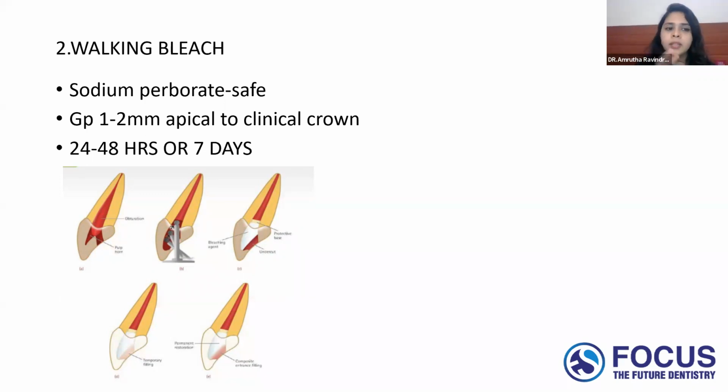You wait for 24 to 48 hours. The patient can go home, or it may even take 7 days or 1 week. The patient comes back, and you see the color change. If you're happy with that change, then you give a permanent filling. If it is not, the color is not as desired, again you go for a second or third or fourth time, however many times it takes to remove the discoloration. That is how walking bleach is done.